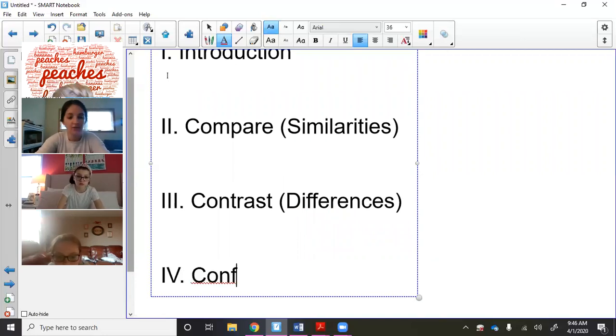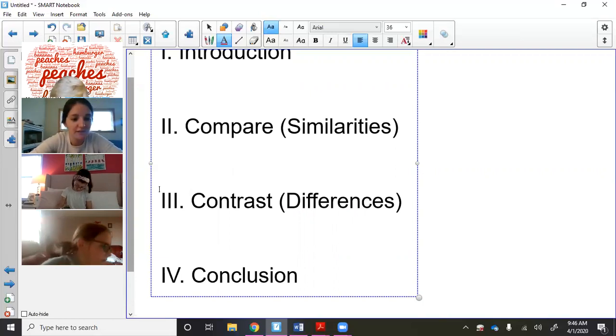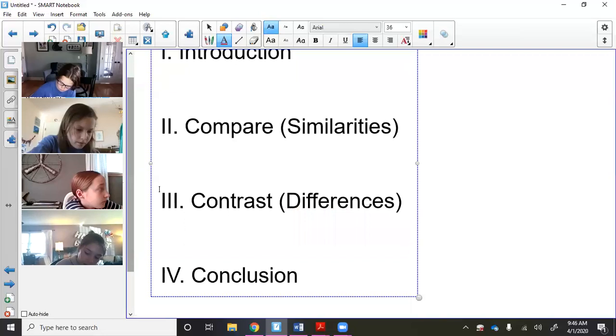And then you're going to have the conclusion. Questions so far? All right, so let's go ahead and we're going to read through their example essay, and let's go ahead and create an outline based on the essay. So if I could have a volunteer read the first paragraph.